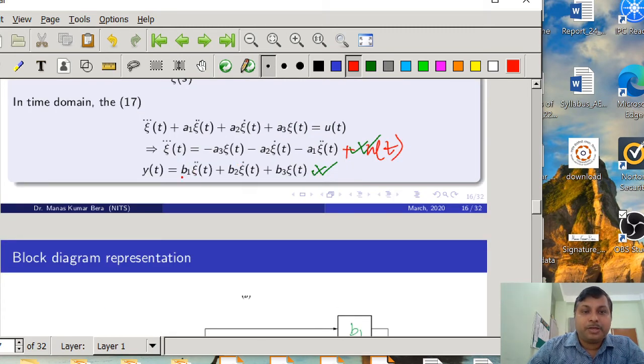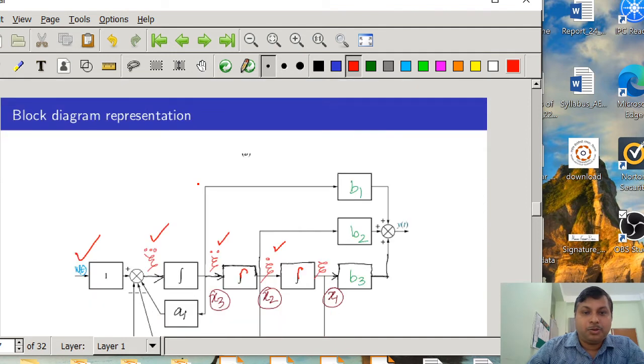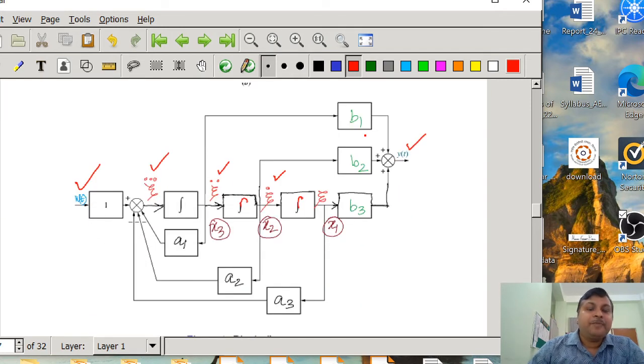because the output equation is b1 zeta double dot plus b2 zeta dot plus b3 into zeta, and we are getting the output. And now we will define the state variables very easily, and the output of the integrators will be the state variables. So suppose this is x1 and this is x2 and this is x3, and now we will write the state equation and the output equation.